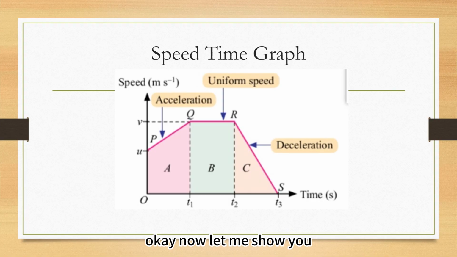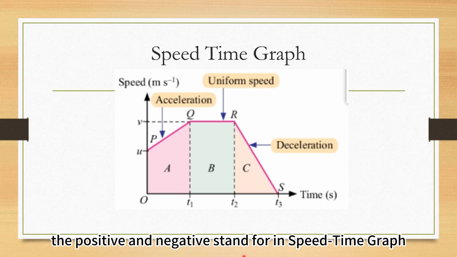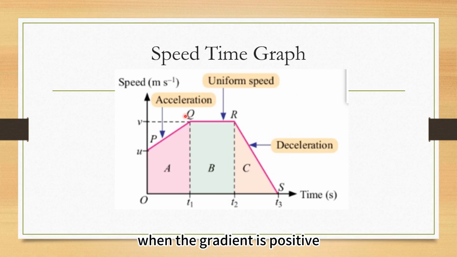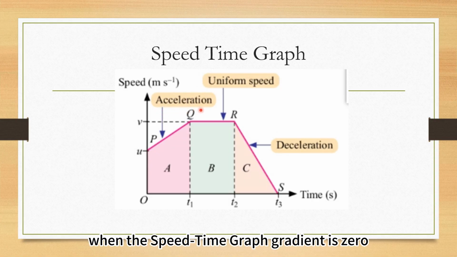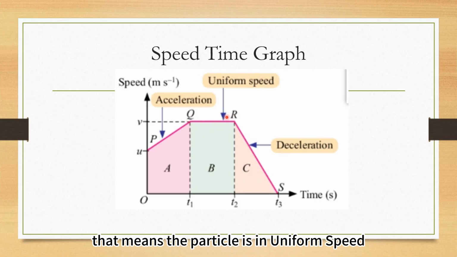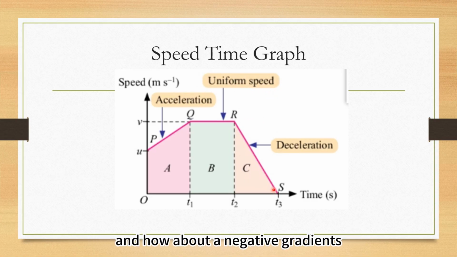Now let me show you what positive and negative gradients stand for in a speed time graph. When the gradient is positive, that means the particle is accelerating. When the speed time graph gradient is 0, that means the particle is in uniform speed. And how about a negative gradient? It means the particle is decelerating, which means the particle is slowing down.